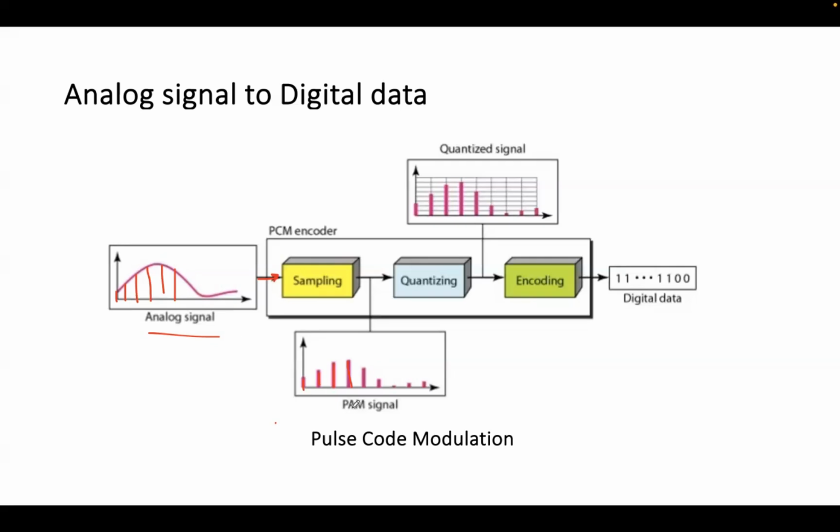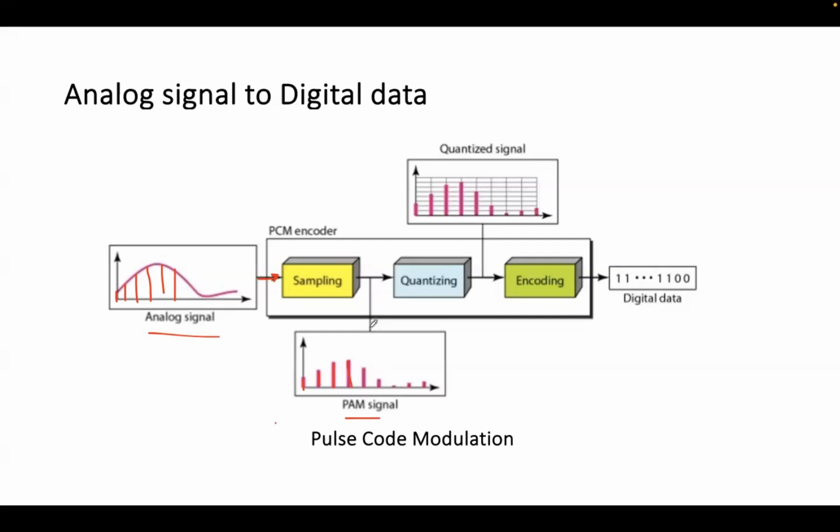And in this PAM, each snapshot value becomes the height of a short pulse. The time spacing between the pulses is fixed, and the height of each pulse is proportional to the original signal's amplitude at that sampling moment.